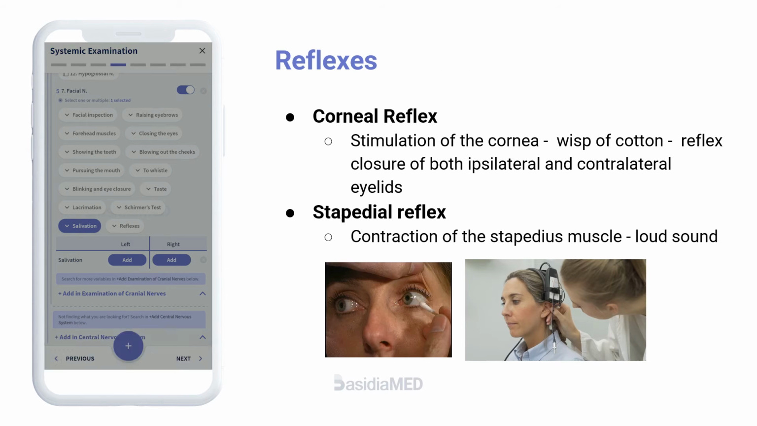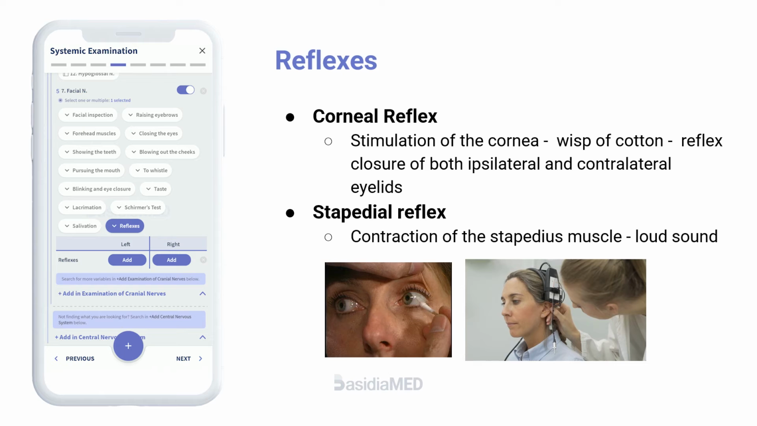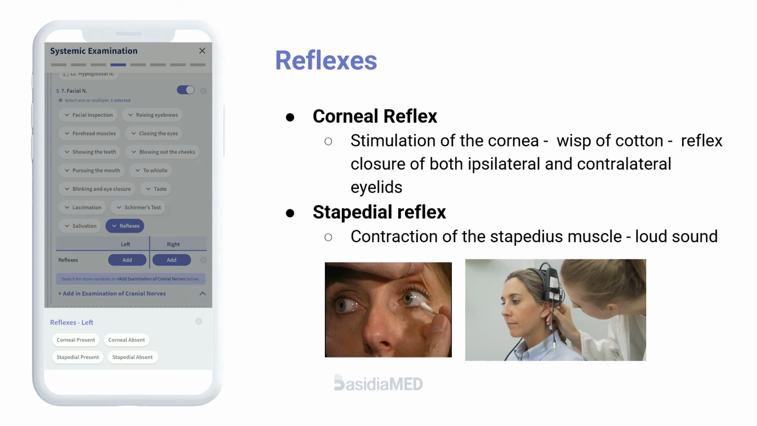The reflexes tested for the facial nerve include the corneal reflex and the stapedial reflex. Corneal reflex. Stimulation of the cornea with a wisp of cotton produces reflex closure of both ipsilateral and contralateral eyelids. The facial nerve carries the efferent impulses.